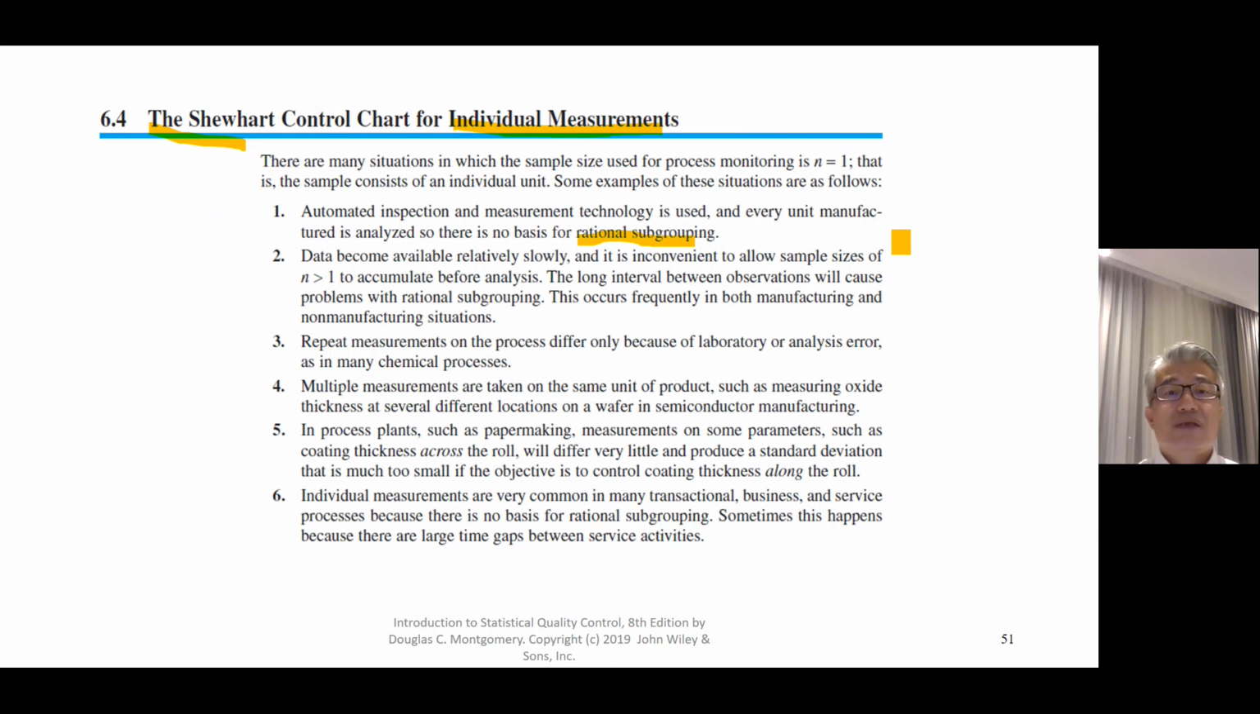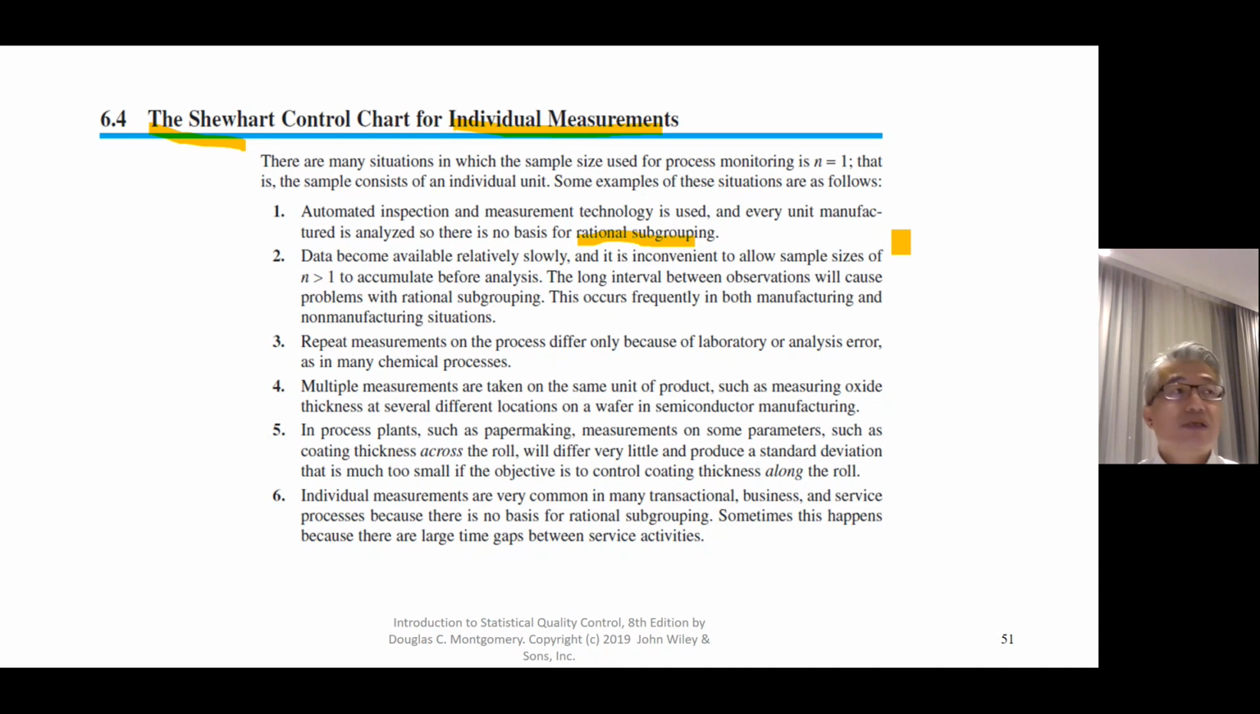And it is very difficult to form sample subgroups. The last one: individual measurements are very common in many transactional business and service processes, like when you go shopping.